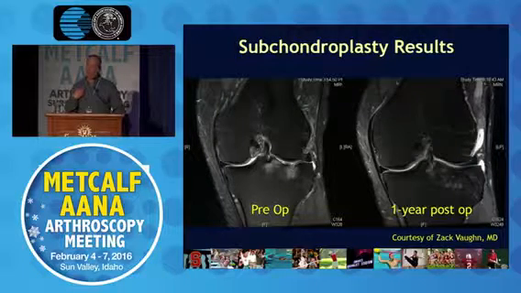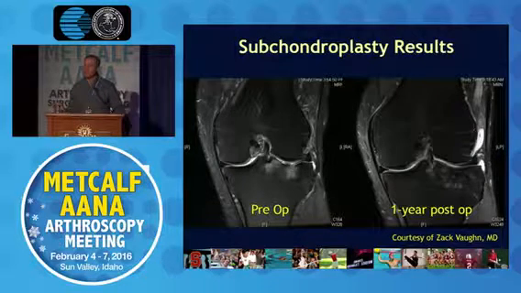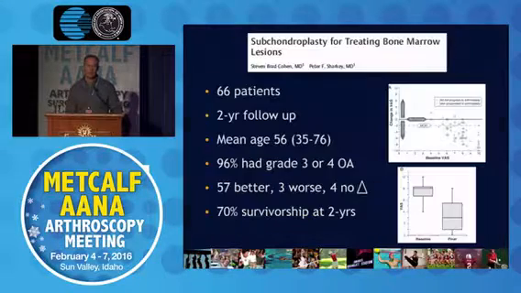Here's an MRI of one of my colleagues, Zach Vaughn. He does a lot of this, has been really re-imaging these patients. Here's a patient 1 year post-op with moderate to significant arthritis, but bone marrow lesions, and 1 year later their pain was almost completely gone, markedly improved, and so was the bone marrow fibrosis, at least per MRI.